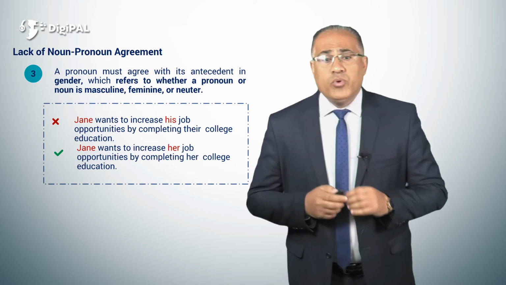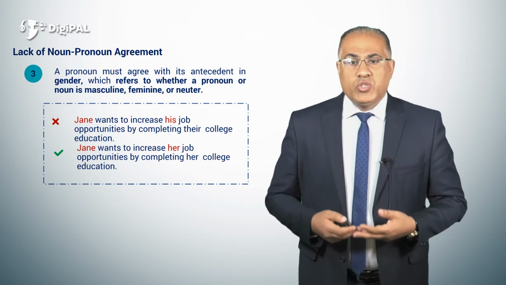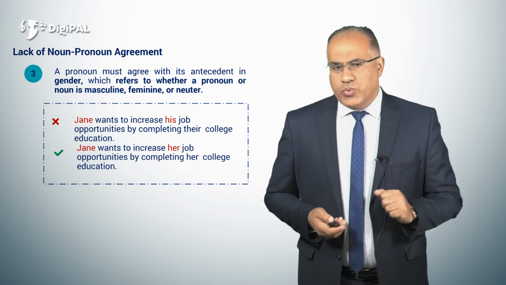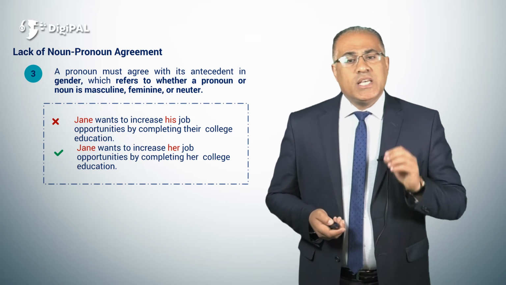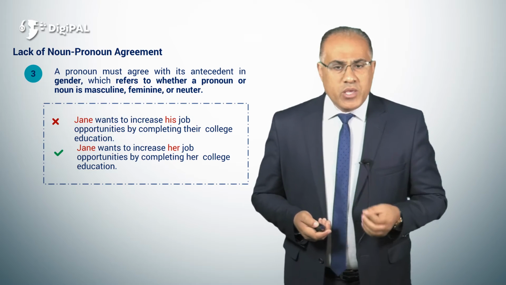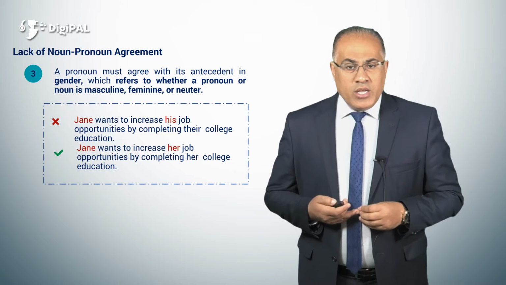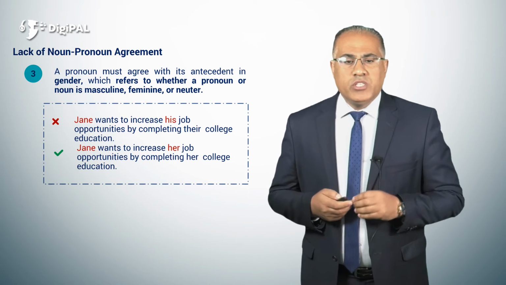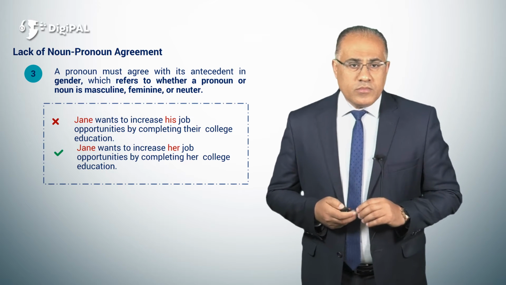Also, a pronoun must agree with its antecedent in gender, which refers to whether a pronoun or a noun is masculine, feminine, or neuter. So, an example like "Jane wants to increase his job opportunities by completing their college education" is wrong. It should be said: "Jane wants to increase her job opportunities by completing her college education."